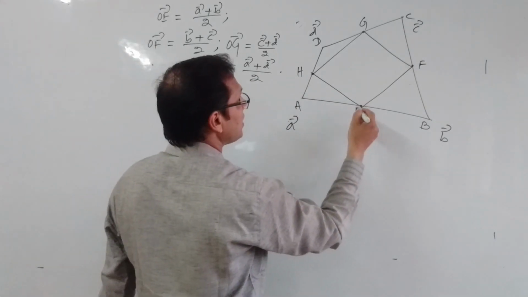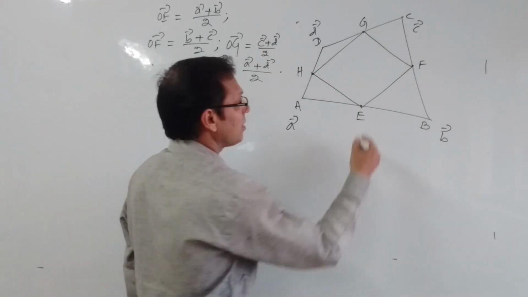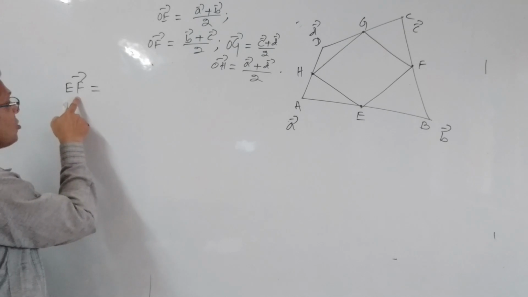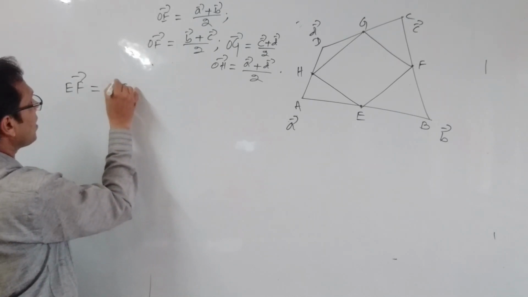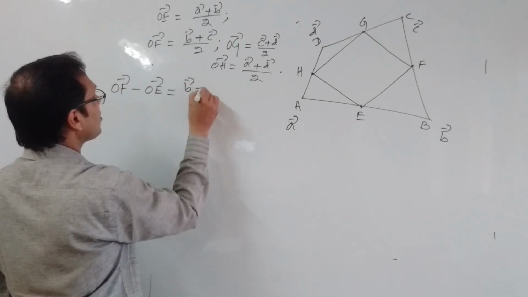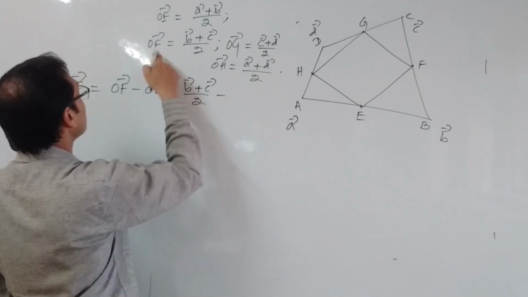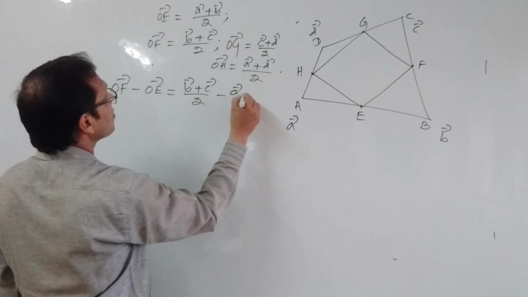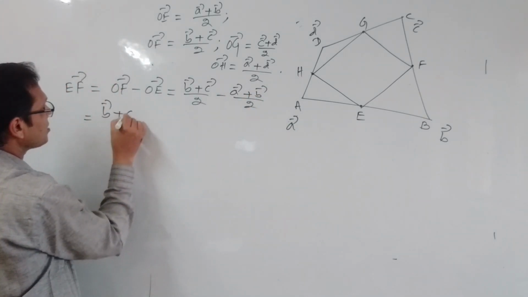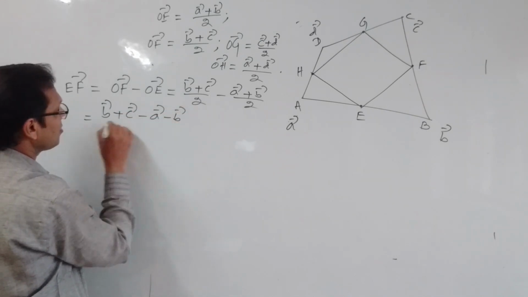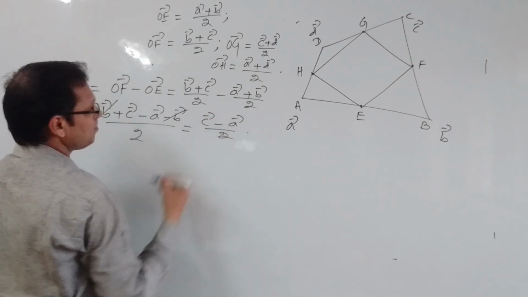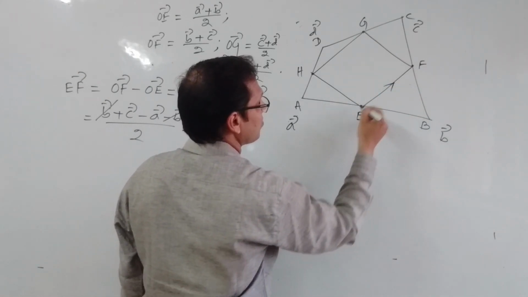Now we have to prove EFGH is a parallelogram. What about the EF vector? You can find EF vector, that is position vector of F minus E, that is OF minus OE. OF is B vector plus C vector by 2 minus OE, A vector plus B vector by 2. Taking LCM, B vector plus C vector minus A vector minus B vector by 2. So B vector cancels, C vector minus A vector by 2. Now we have found the EF vector.